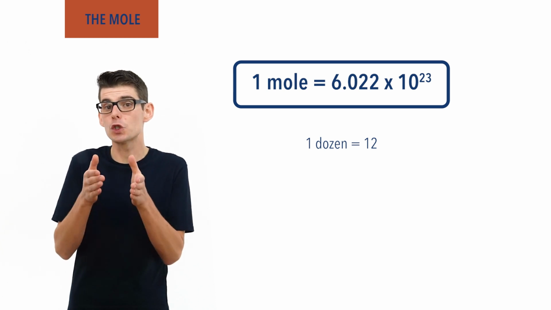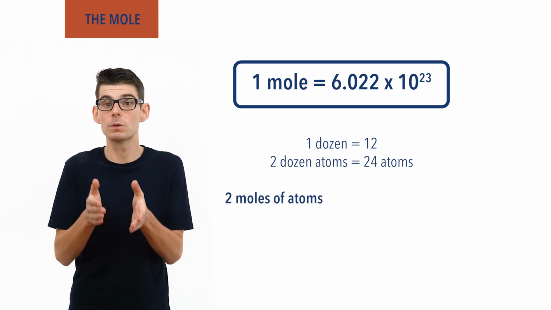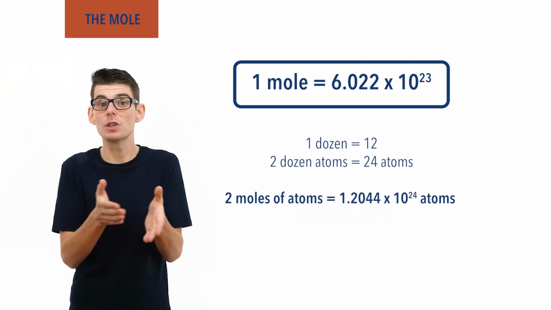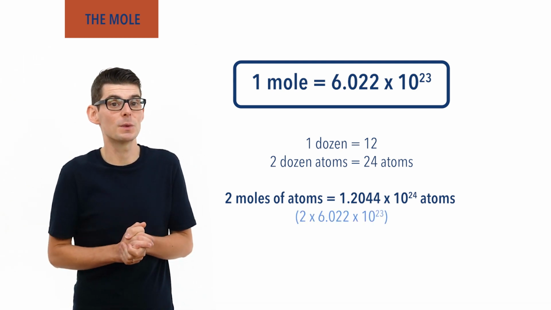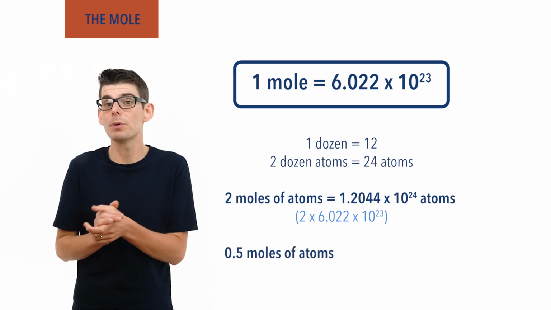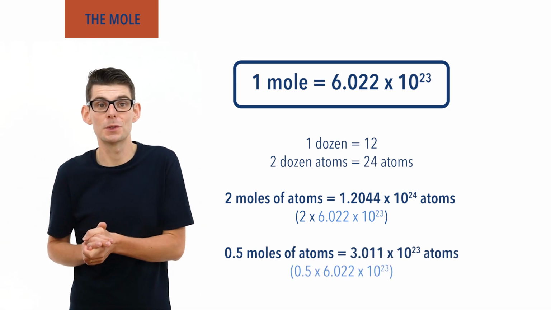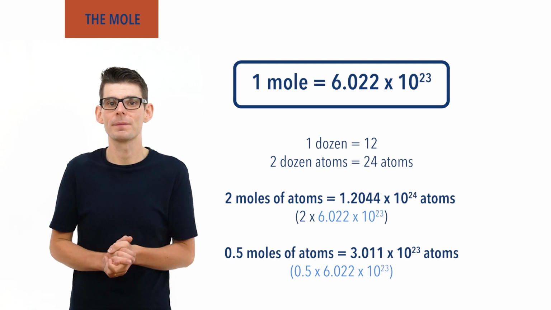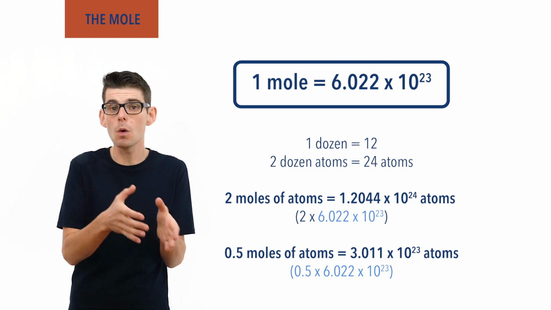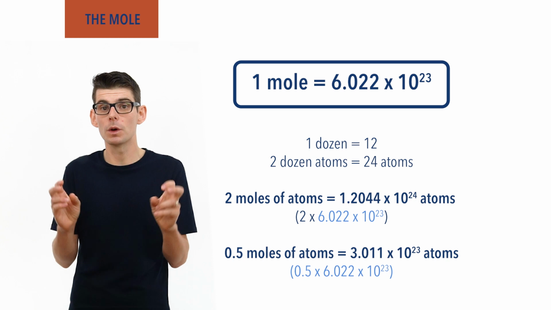In the same way as 2 dozen atoms means 24 atoms, 2 moles worth of atoms means 1.2044 times 10 to the 24 atoms. 2 times 6.022 times 10 to the 23. Equally, half a mole's worth of atoms would be 3.011 times 10 to the 23, half of 6.022 times 10 to the 23. When dealing with amounts in chemistry, it is nearly always a mole's worth of something we are referring to, sometimes described as molar quantities.